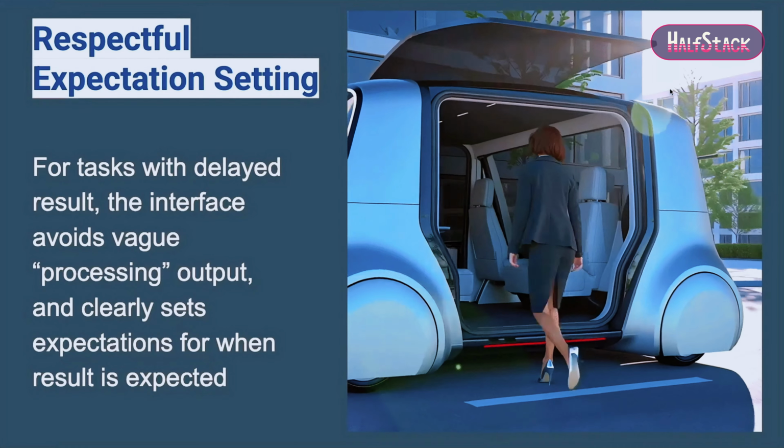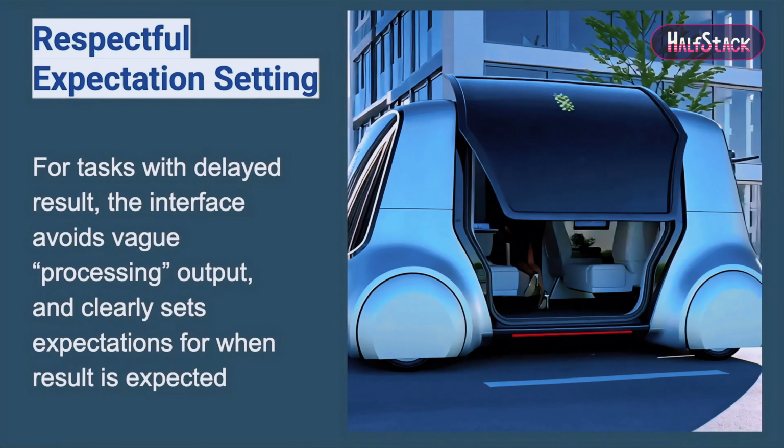Okay, so the first thing I wanted to talk about is respectful expectation setting. When we're dealing with tasks that have a delayed response or processing output, we want to let the user know when the result is going to be. We give them the expectation, and we don't keep giving them updates that we're working on the calculation or we're working in the background. We give them the expectation, we let them know when we'll be finished, and when we're finished, the result is that the event has been completed.